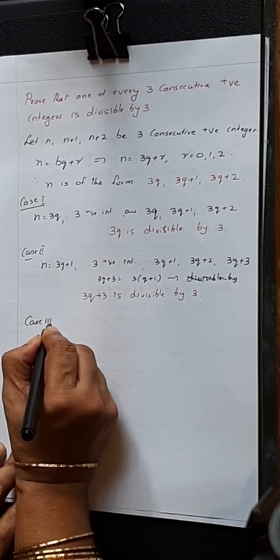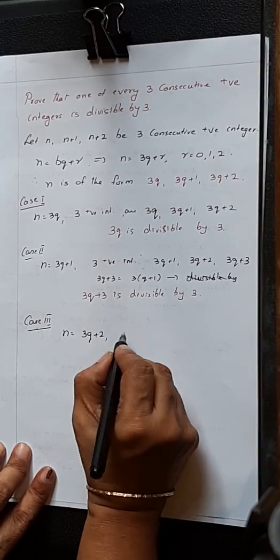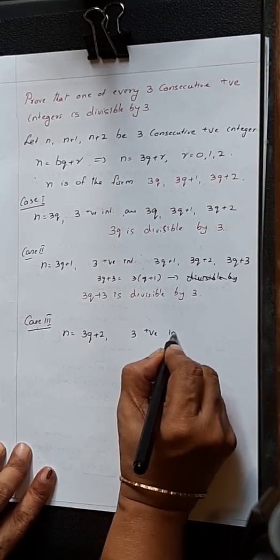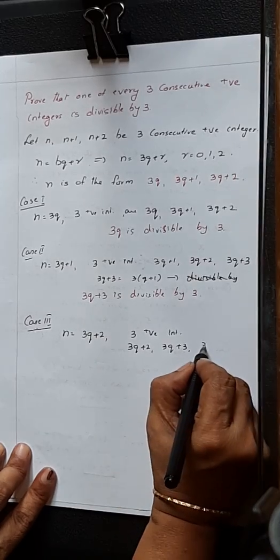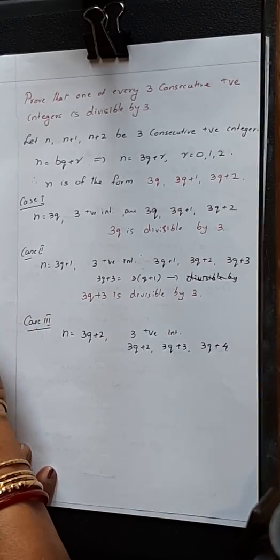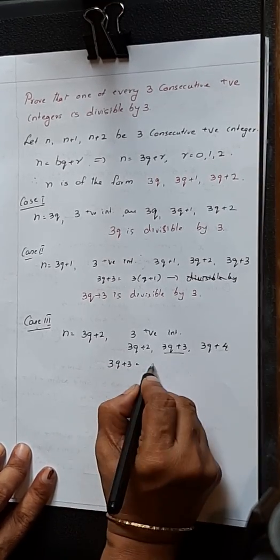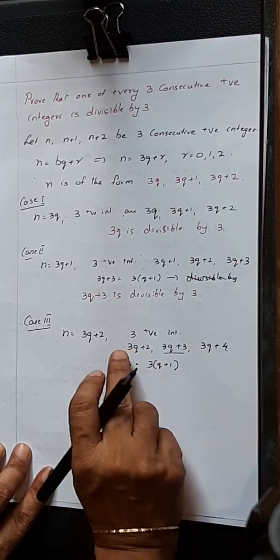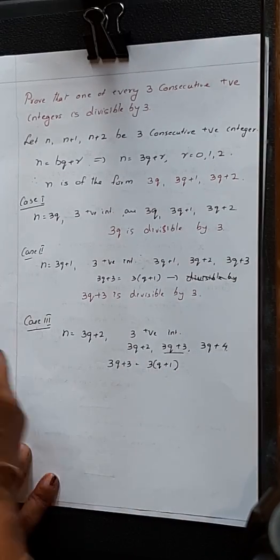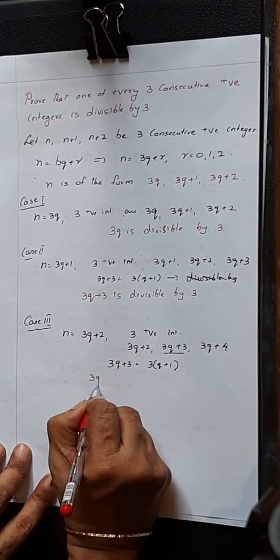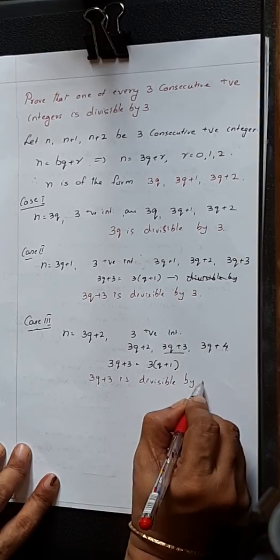Now case 3, when n is equal to 3q plus 2, the 3 positive integers are 3q plus 2, 3q plus 3 and 3q plus 4. So only this, 3q plus 3, is equal to 3 into q plus 1. If you see, these two are not divisible by 3. So 3q plus 3 is divisible by 3.